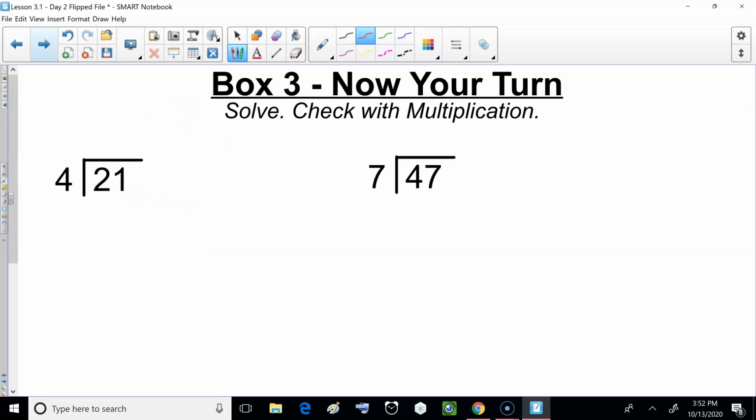So now it's your turn to try to solve and check with multiplication. So your numbers are 21 divided by 4 and 47 divided by 7. So you can pause the video right now. So you're going to try to solve them, and when you're done, check with multiplication to see if your answer is correct.